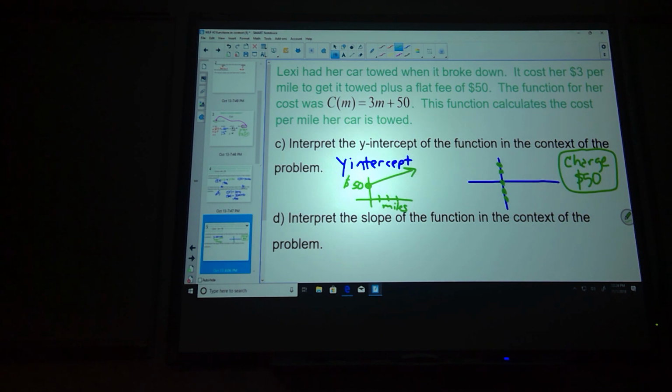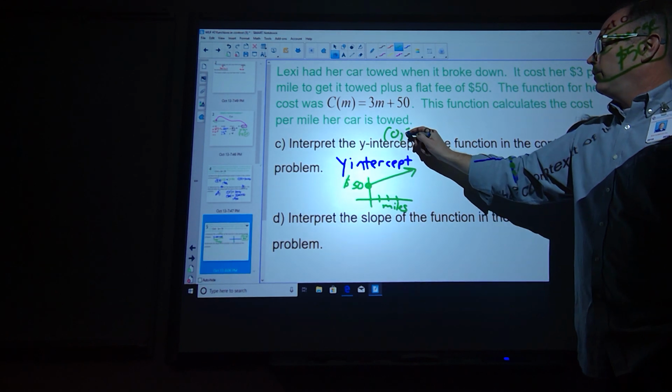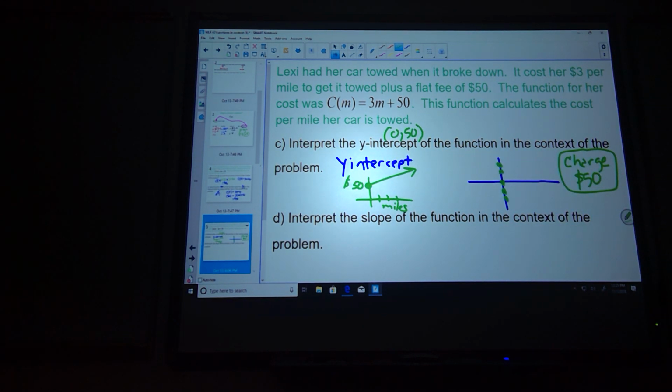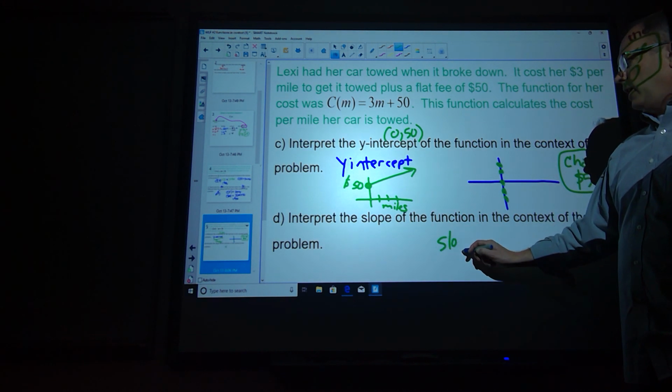All right. So then it says, interpret the slope in the context of this problem. The y-intercept for this problem was (0, 50). So it's a point. It means they're charging you $50 no matter what. But what does the slope mean on this problem? The slope, remember, is rise over run.